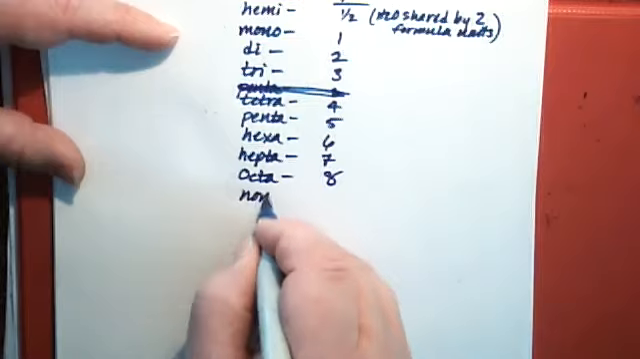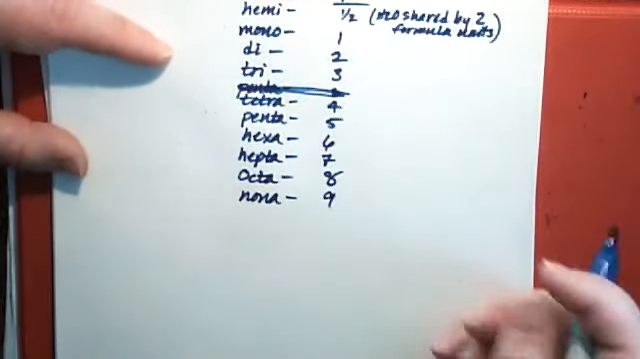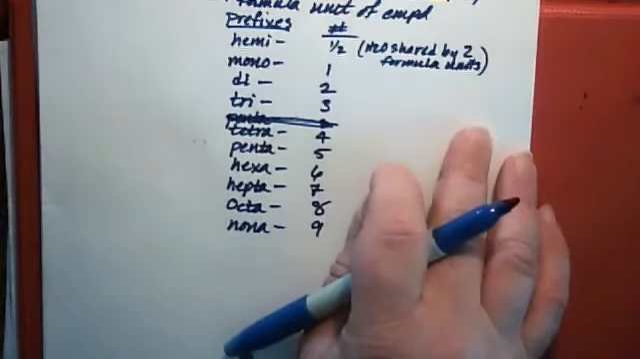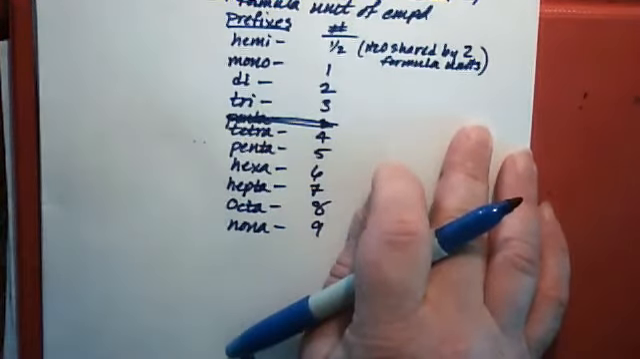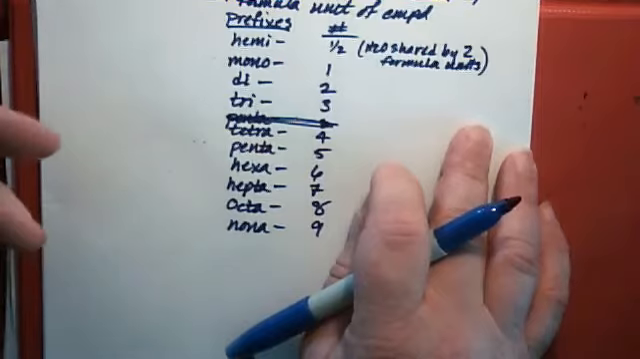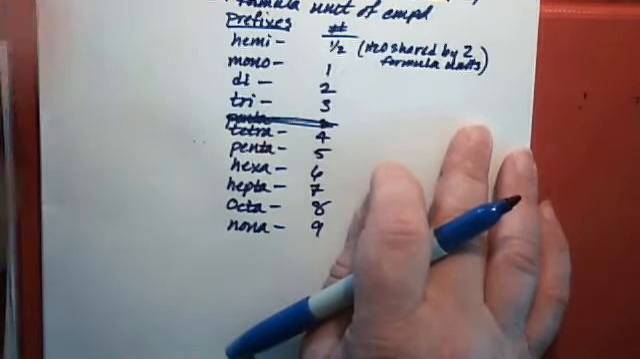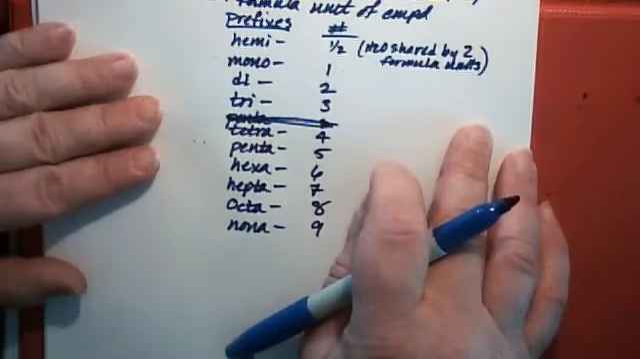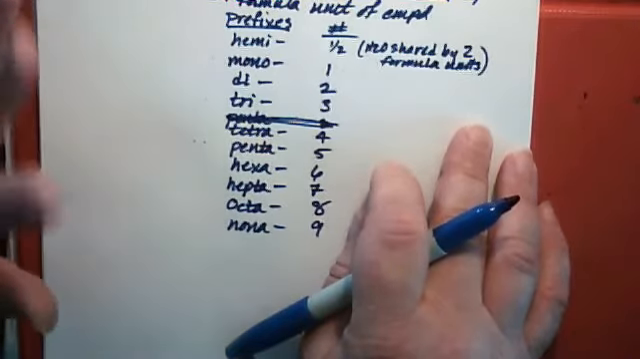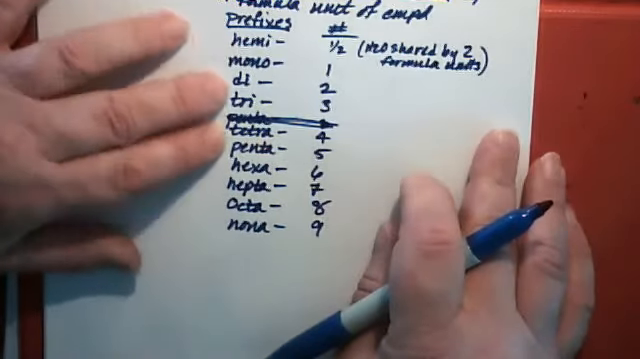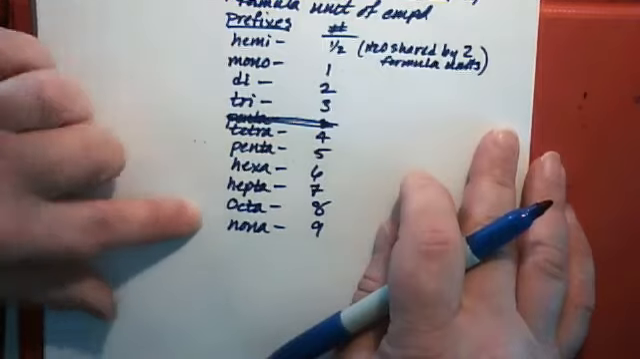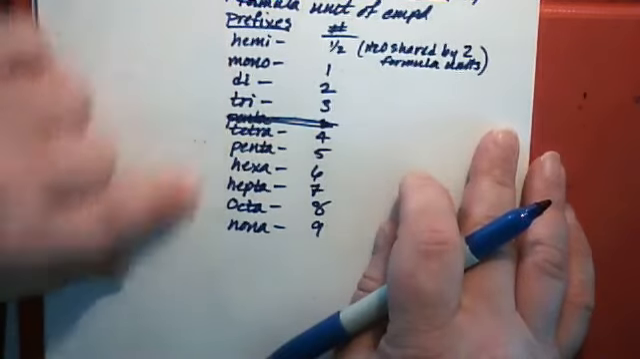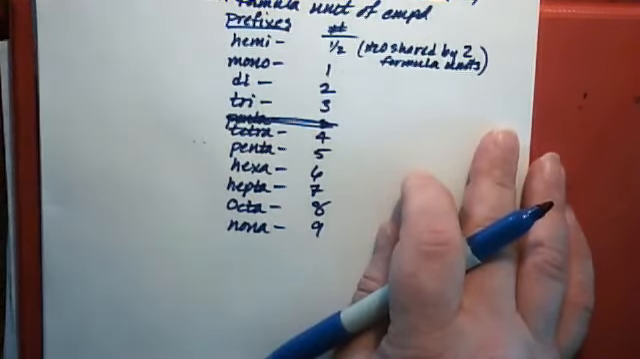and 9 would be nona. And there are some examples here and there of compounds that have, say, 2.5 H2Os associated with the formula. And that just means that basically there are 5 H2Os that are being shared kind of equally by 2 formula units. So we assign 2.5 to each of them. But those are rare enough that we don't really have to worry too much about them. And so we'll just go with these prefixes.